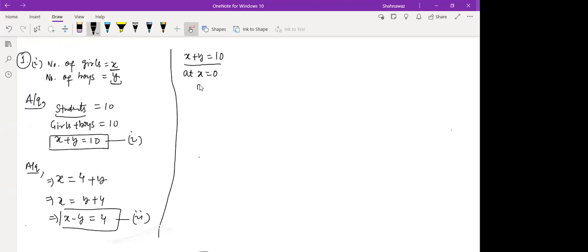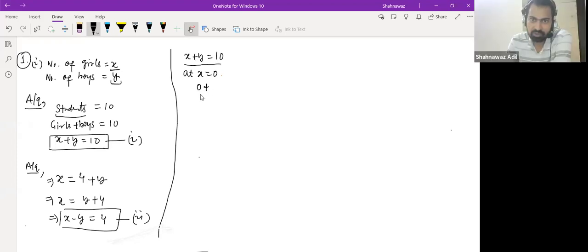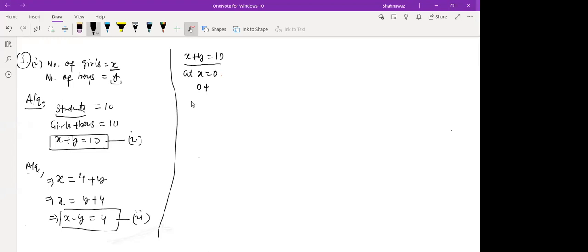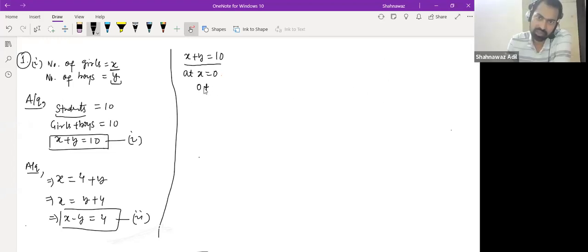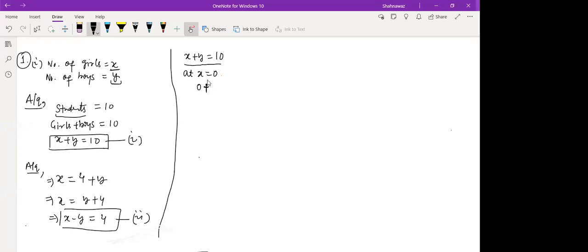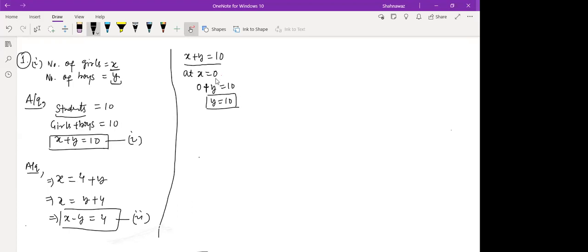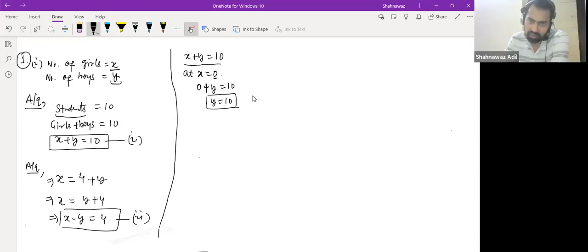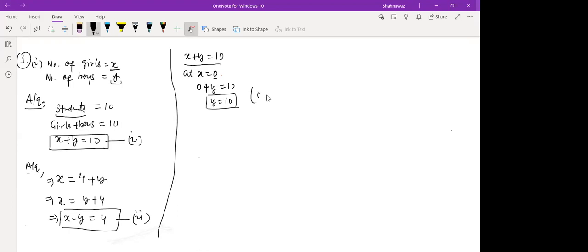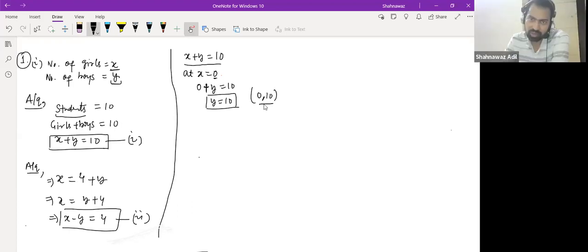we draw a Cartesian plane, with X and Y axes. And this is Y, this is 10. So Y is 10. What is the location of this point? Y equal to 10, and X is 0. So the point is 0, comma 10.